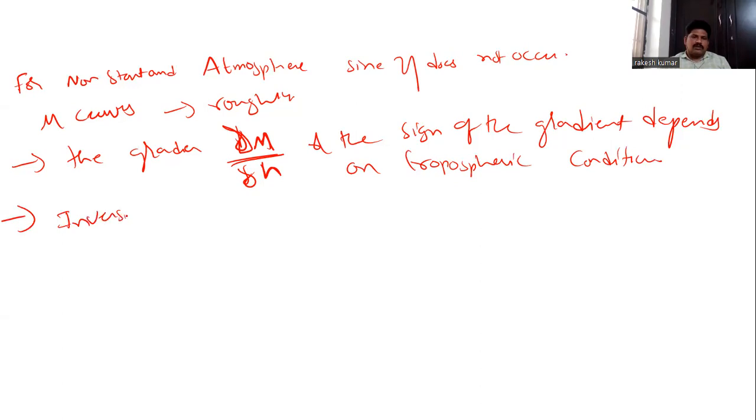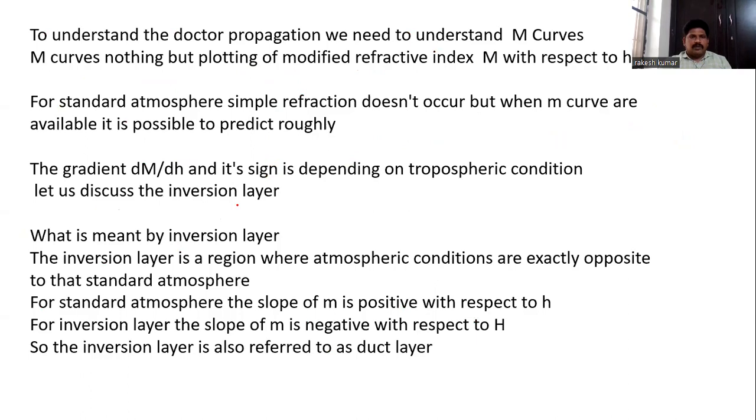So let us discuss the inversion layer. What is this inversion layer? The inversion layer is a region where the atmospheric conditions are exactly opposite to the standard atmosphere.